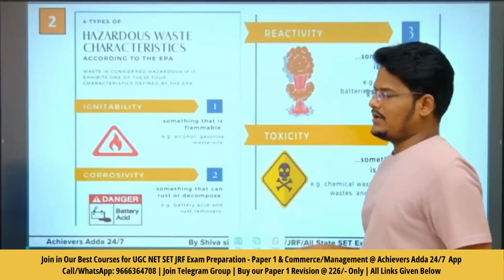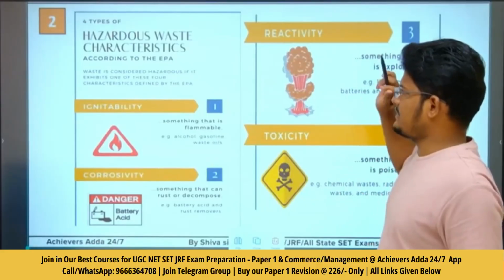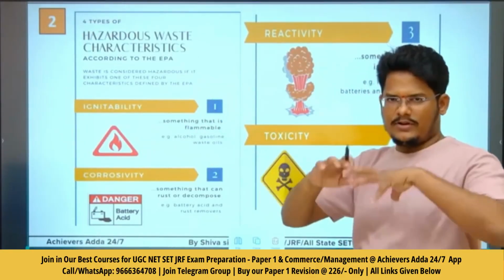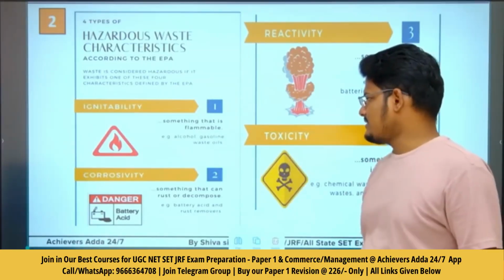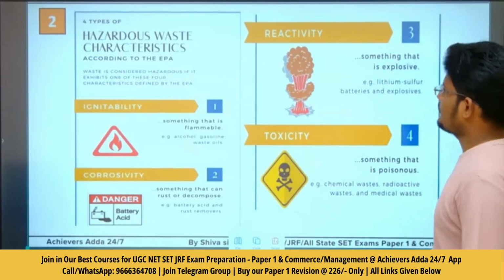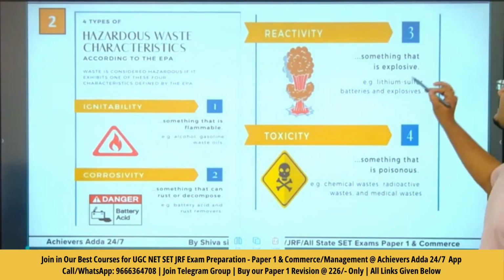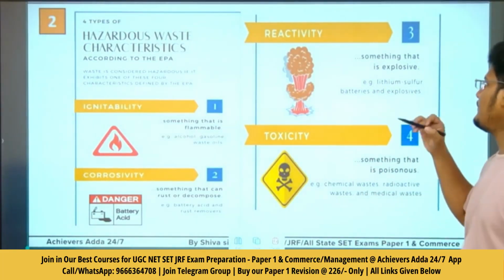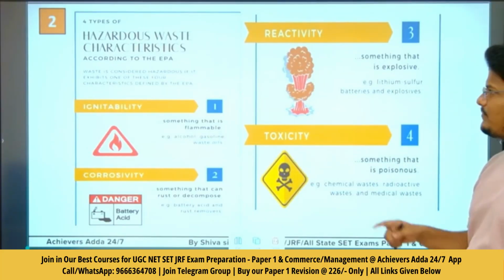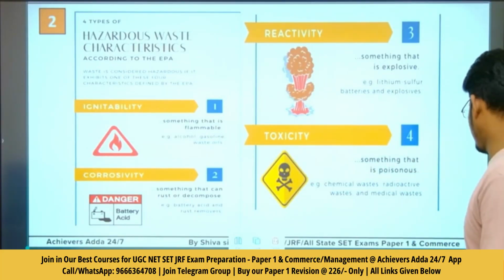This is as per the Environmental Protection Agency. Ignitability, which is possible of burning. Corrosivity, something that can rust or decompose, like batteries. Reactivity, something that is explosive in nature. And toxicity, something that is poisonous in nature. These are the 4 important characteristics of hazardous waste.